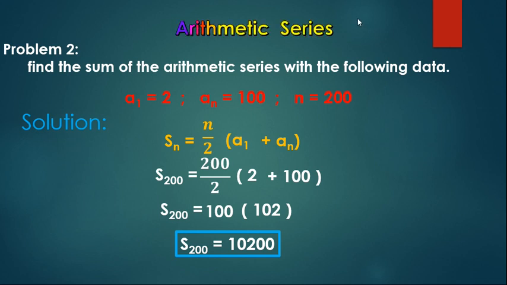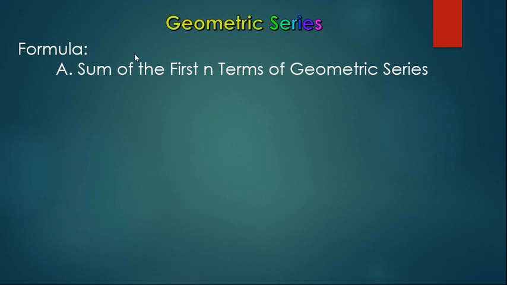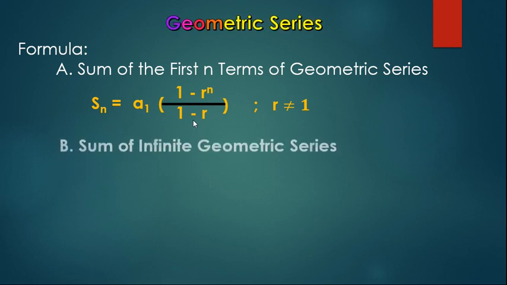Okay, so now let us move on to geometric sequence. So class, for geometric sequence po, no? These are the formula. So una po is sum of the first n terms of geometric series. So this is the formula s sub n equals a sub 1 multiplied to the quantity of 1 minus r raised to n over 1 minus r. Wherein, yung r po natin should not be equal to 1. Why? Because if our r is equal to 1, this will be 0. So, the answer will be undefined.